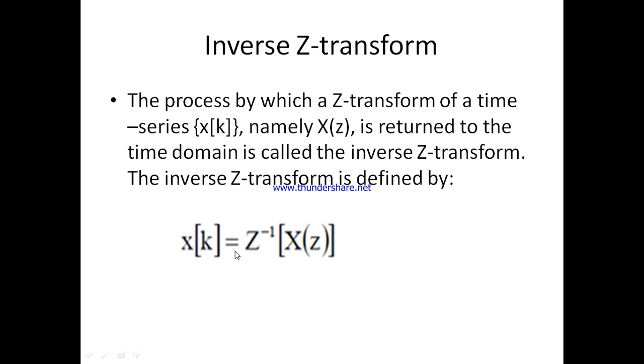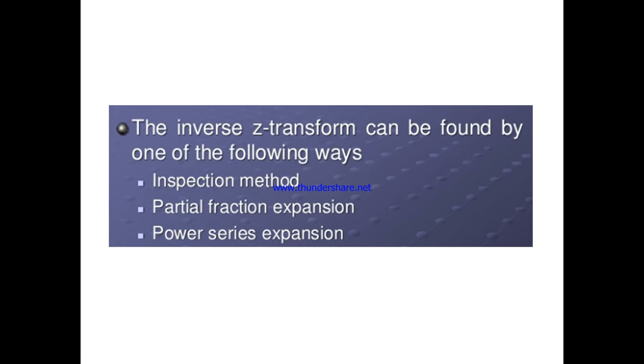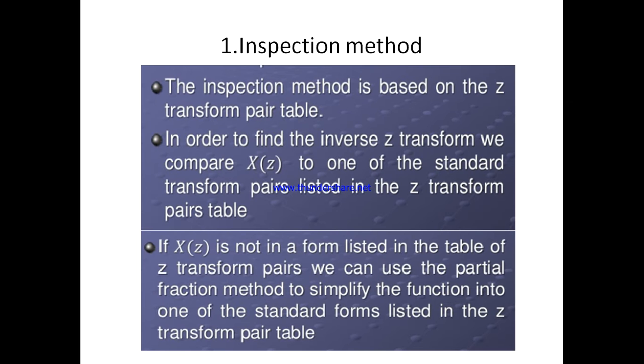So x(k) equals Z power minus 1 of X(z). Here we have the methods to calculate the inverse Z transform: inspection method, partial fraction expansion, and power series expansion method. First we are going to discuss the inspection method.